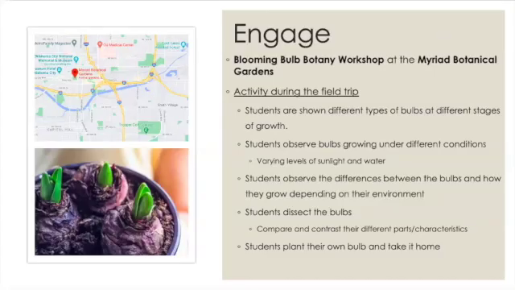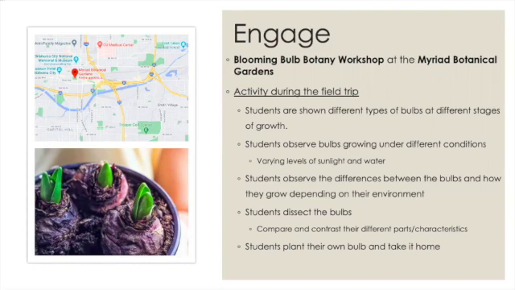This lesson would start out with the engage portion, obviously, and for this we would be going to the Myriad Botanical Gardens in Oklahoma City. On the left-hand side of the screen, you can see a map of where it is in relation to Oklahoma City. It's about an hour away from Norman, so not too far. And within the museum, the students would be participating in one of their mini workshops called Blooming Bulb Botany.